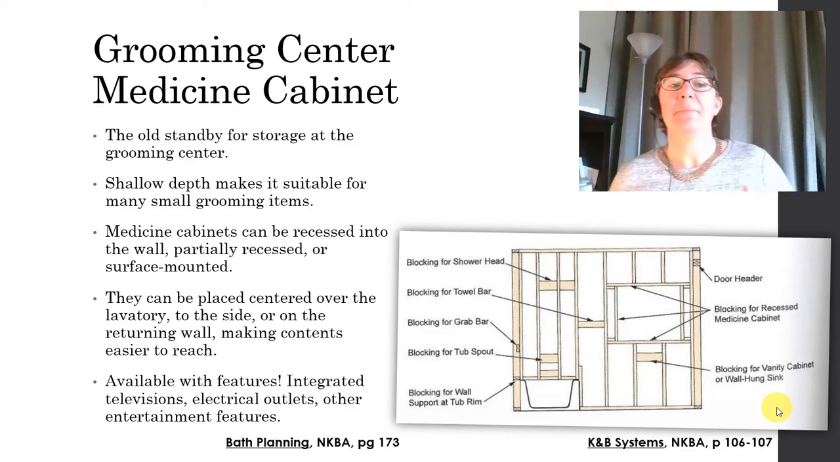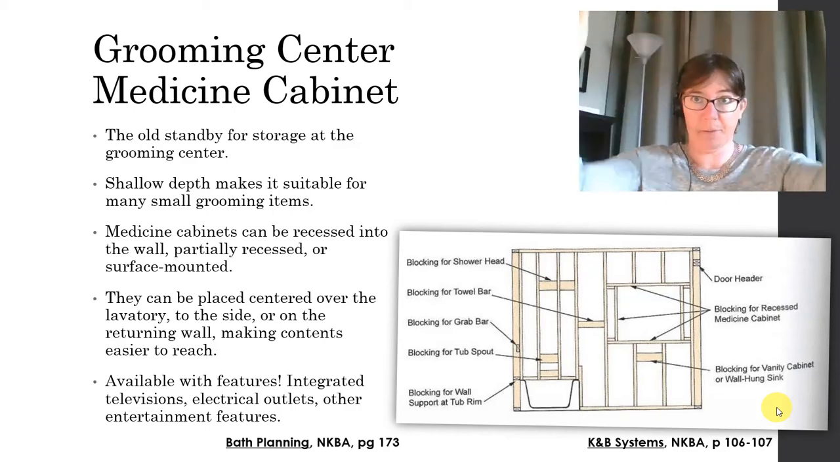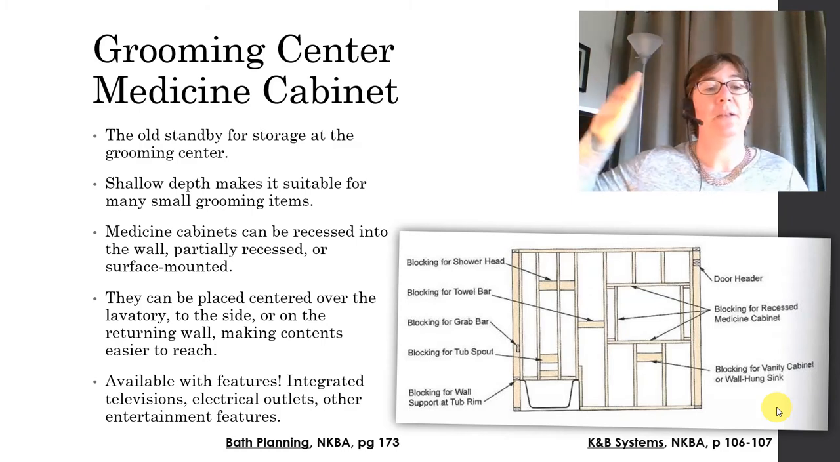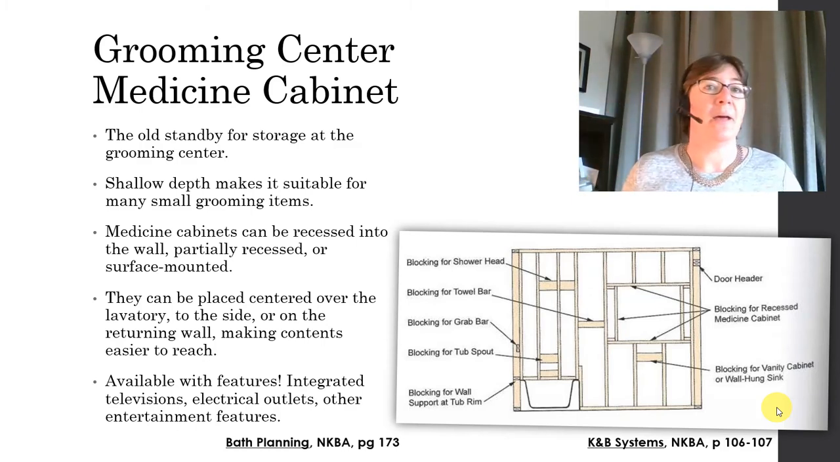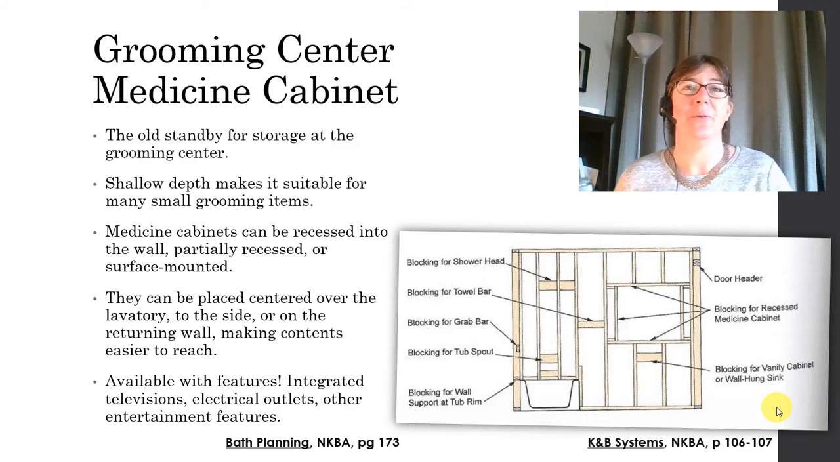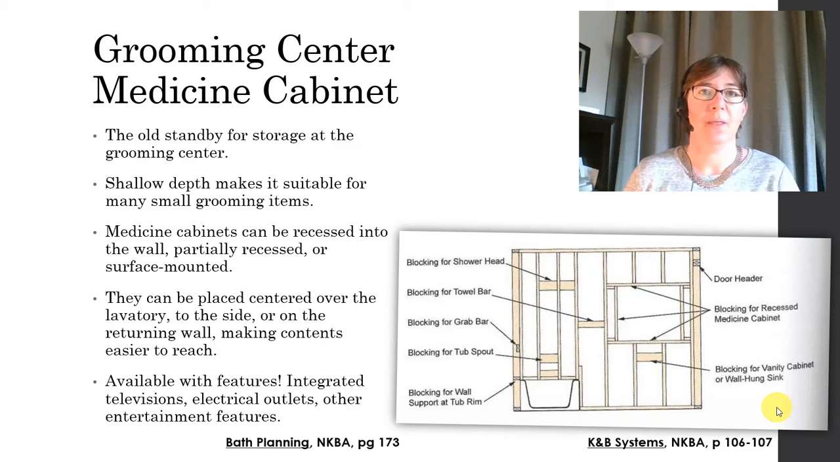So medicine cabinets can be placed right over the lav, just as your main mirror, for example. They could be to the side or on some other wall, anything that works for you and makes those contents easy to reach. There are some fancy medicine cabinets out there now. They have features. There are medicine cabinets with integrated televisions, ones with electrical outlets, and a bunch of other entertainment features. So there are some fancy cabinets out there.